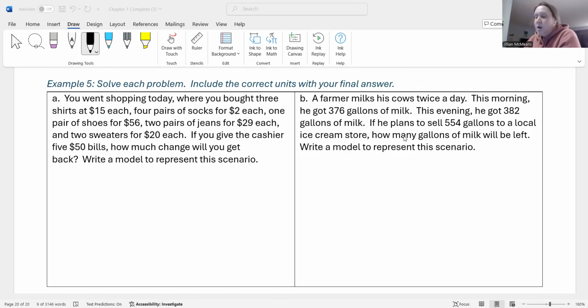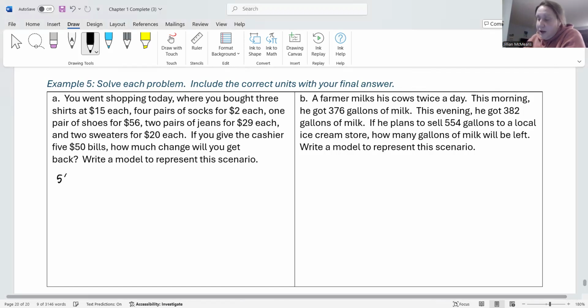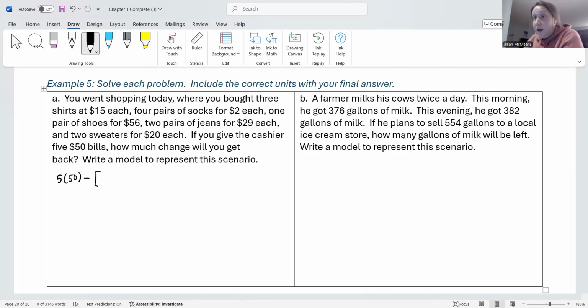So let's think about that. So we're giving the cashier 5 $50 bills. So 5 times 50 is the amount of cash that we're going to give the cashier. From that, they're going to subtract the grand total of everything we bought. Okay. We bought a whole bunch. So we bought 3 shirts at $15 each. So you just do 3 times 15. We got 4 pairs of socks at $2 each. So 4 times 2. Let's see, 1 pair of shoes for $56, so we can just add $56 in here.